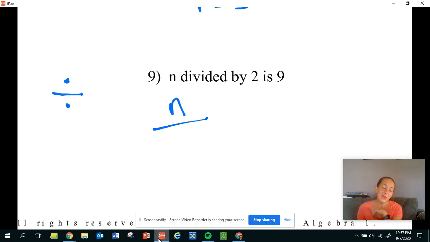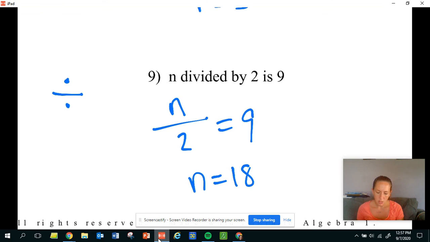N divided by 2 is 9. So what number divided by 2 would give us 9? Well, if I split something into 2 groups and each group is 9, then I would just do 9 times 2, which would be 18.